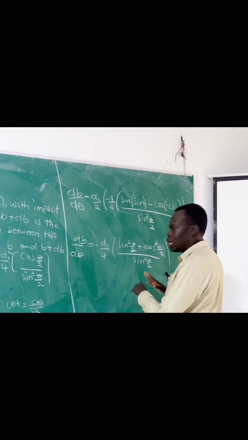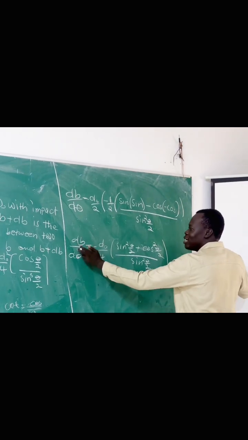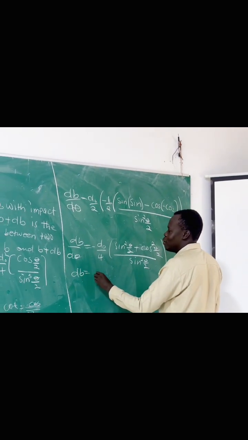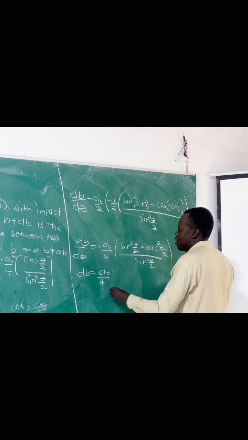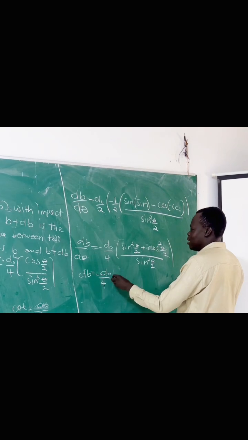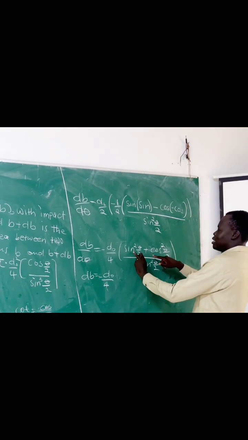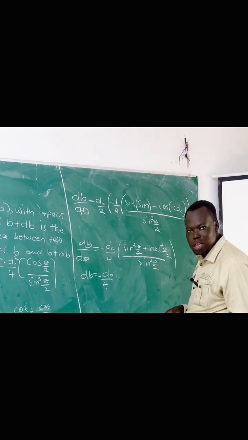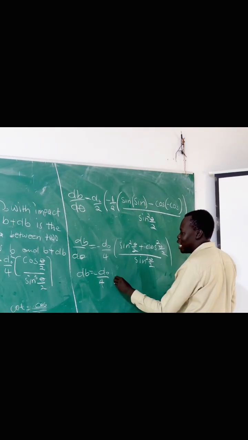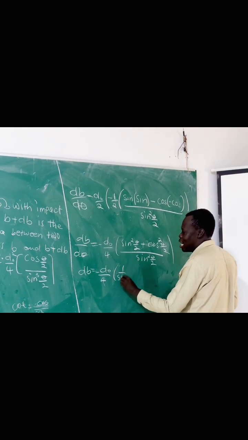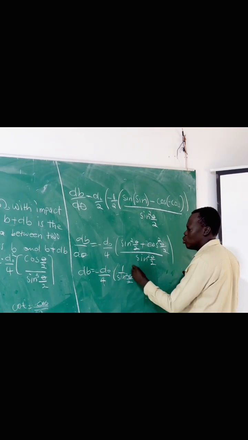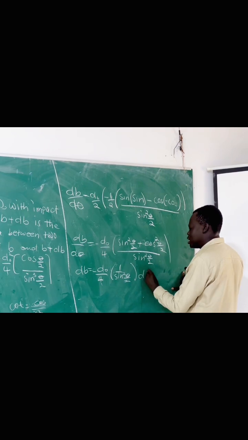And then when we make db the subject, we are going to say db is equal to d naught d theta divided by 4, and then minus. When we have sine squared plus cos squared, this one is 1 in our Pythagoras theorem. So we are going to say 1 divided by sine squared theta all over 2, and then we have here d theta.